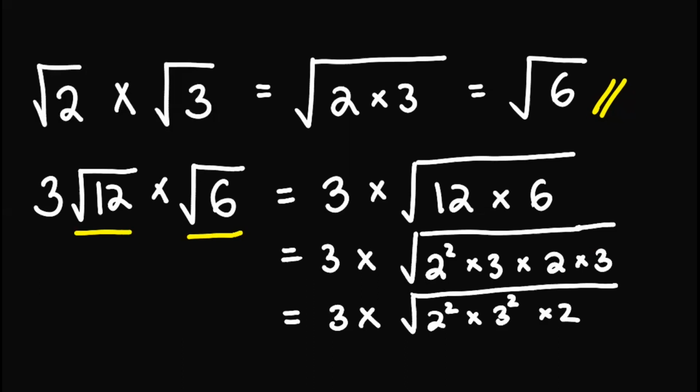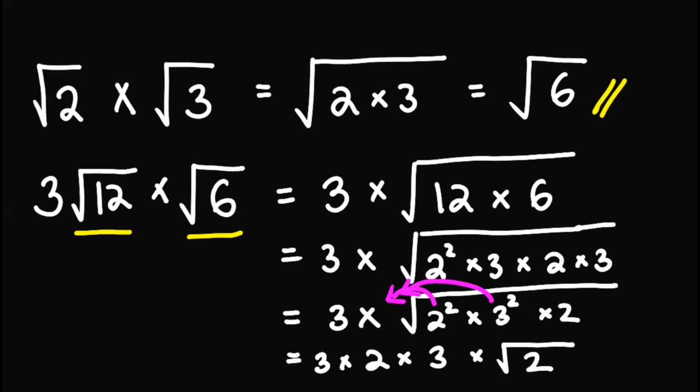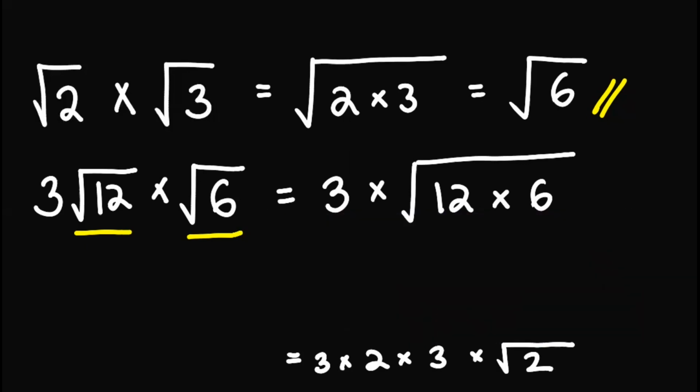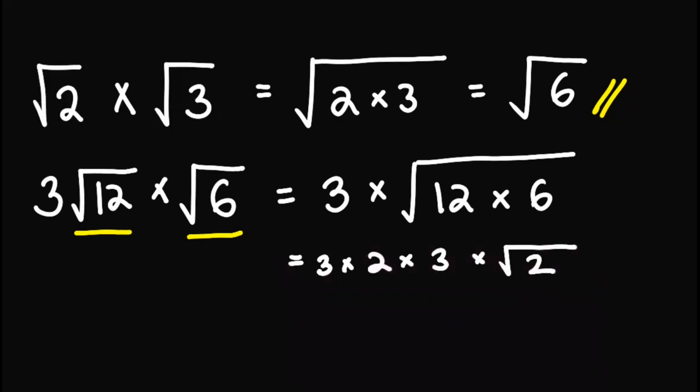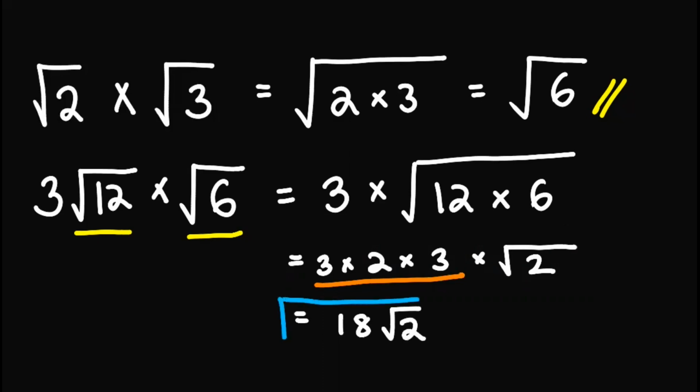So from here, observe that we have a perfect square out here and a perfect square out here. So we can extract that out of this radical. So we'll have out here 3 times 2 squared outside the radical is 2, and 3 squared outside the radical is 3. And the one left inside is square root of 2. So let's move this one. And so simplifying this, we have 3 times 2 times 3 is simply 18, and square root of 2. And this one out here is our final answer.